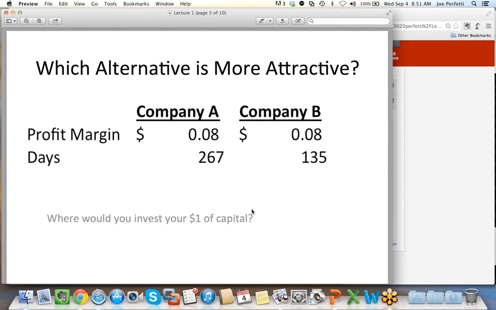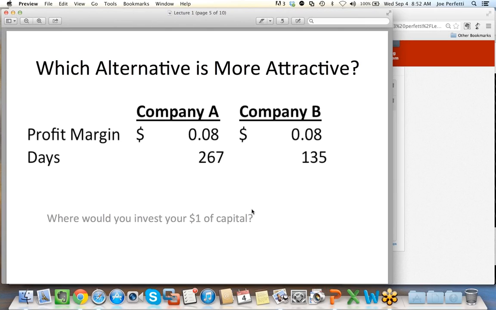So here's what we mean by business model. The business model of company A says that as an investor, because you have to do the work before you get paid, I give you a dollar of what's called invested capital. You put it into your business, and then you make 8 cents every 267 days, because it's going to take 267 days to turn a dollar of investment into a dollar of collected revenue. And his competitor earns 8 cents every 135 days. So from an investor standpoint, you have to think about, what would you prefer? Would you rather make 8 cents every 267 days or 8 cents every 135 days? And I think the answer is pretty obvious.